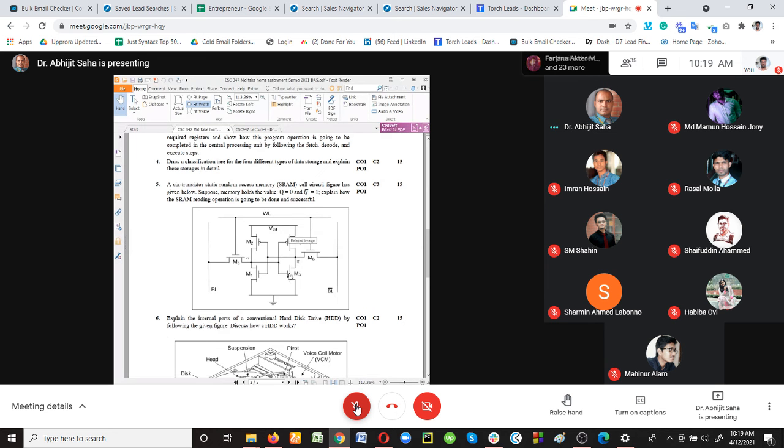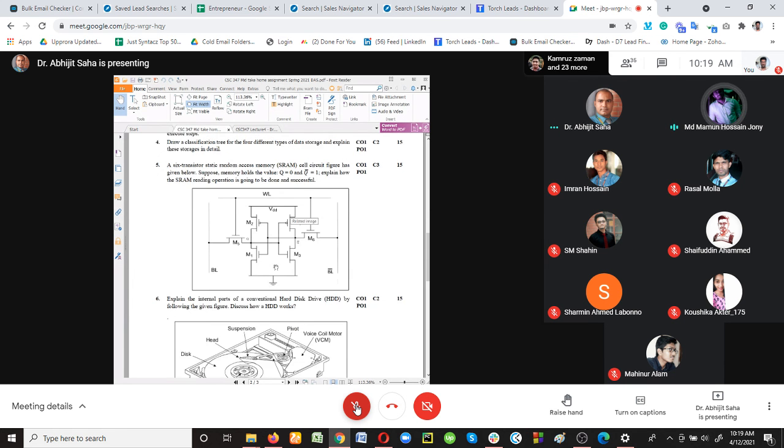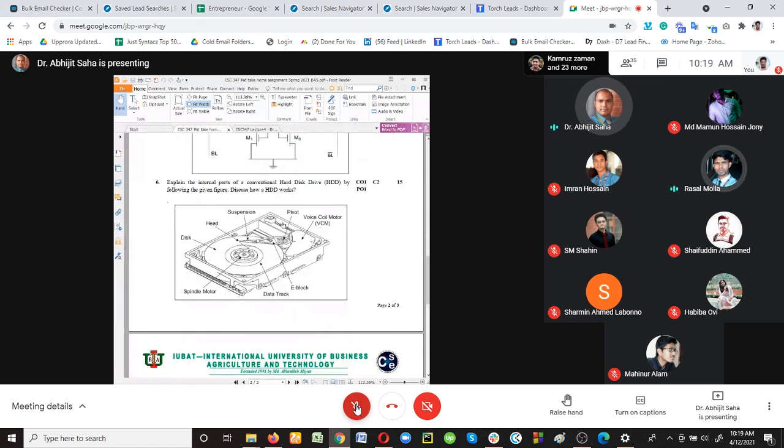2 classes we have used for understanding the SRAM architecture, read and write operations. Here it is only telling about the reading operation. So you should only show the reading operation, saying that suppose memory holds the value of q equals 0 or q bar equals 1, explain how the SRAM reading operation is going to be done and successful. Only reading operation. Do you understand that? Yes, sir. Right.